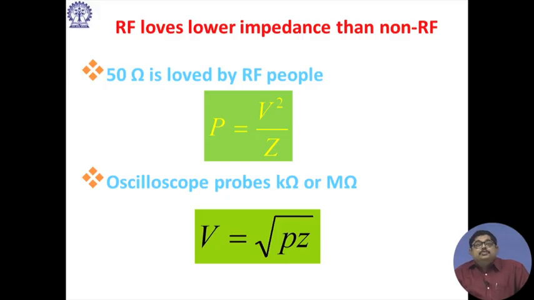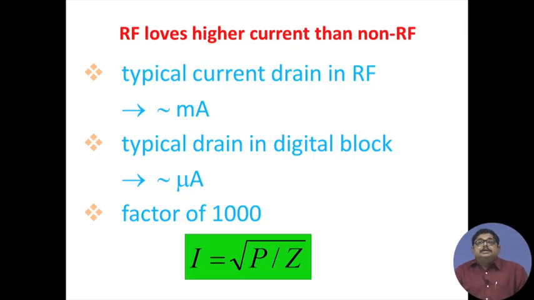That is why the RF people use 50 ohm, whereas oscilloscope people, who are interested in baseband, are interested in the voltage. Voltage is given by root over PZ. So, more impedance means you will get more voltage when the same power is given. That is why non-RF people love higher impedance, and RF people love lower impedance. Also, RF typically has higher current drain, of the order of milliampere, whereas in a typical digital block, particularly with semiconductor technology, you have the order of microampere or even smaller. For the same power, the current will be higher in the case of RF designers, again because the impedance is small.